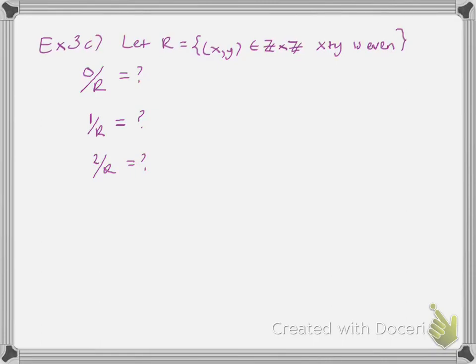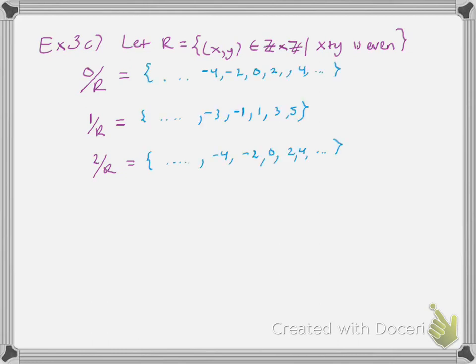Okay, so looking at 3C, and you have it in your notes, we have this relation R on Z cross Z such that x plus y is even. So I want you to take a minute and figure out the equivalence class for 0 mod R, 1 mod R, and 2 mod R. Well, you should have discovered something very interesting: the even integers are going to have the same equivalence class.